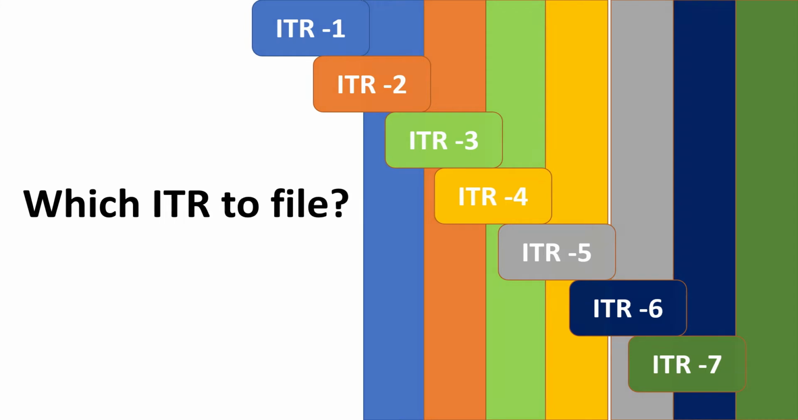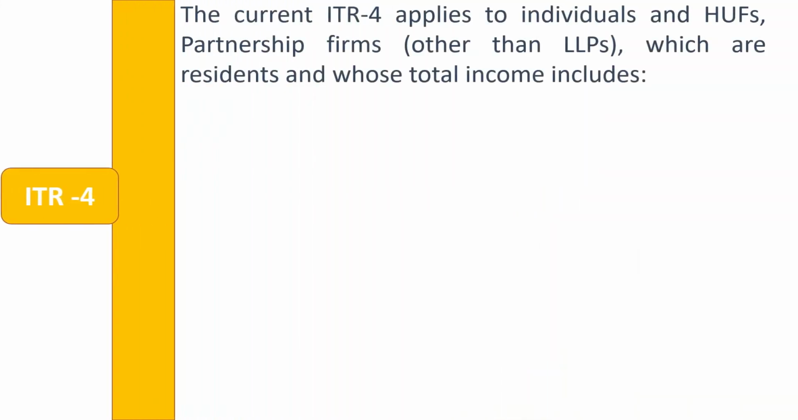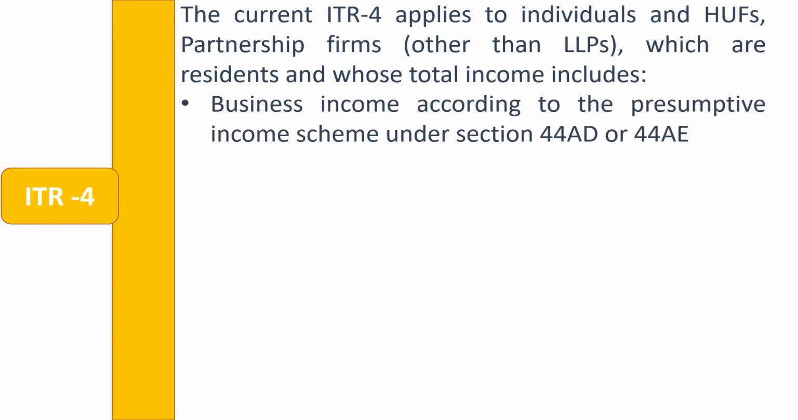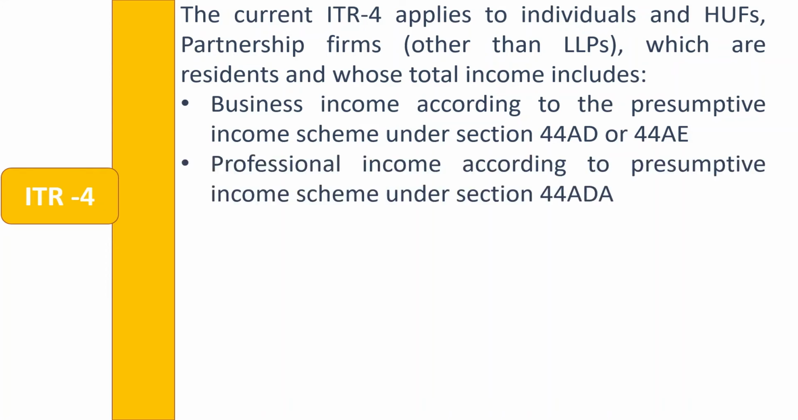Now let's come to ITR 4. The current ITR 4 applies to individuals and HUFs, partnership firms other than LLPs, which are resident and whose total income includes business income according to the presumptive income scheme under section 44AD or 44AE, professional income according to the presumptive income scheme under section 44ADA.